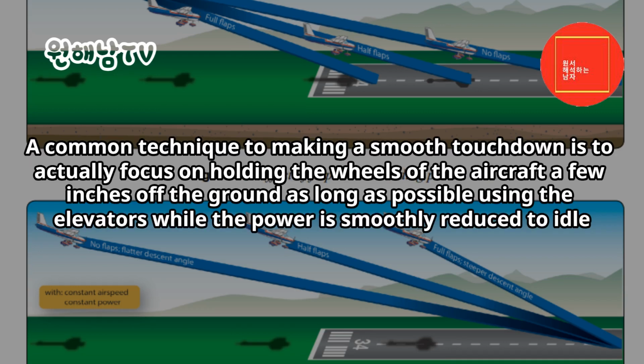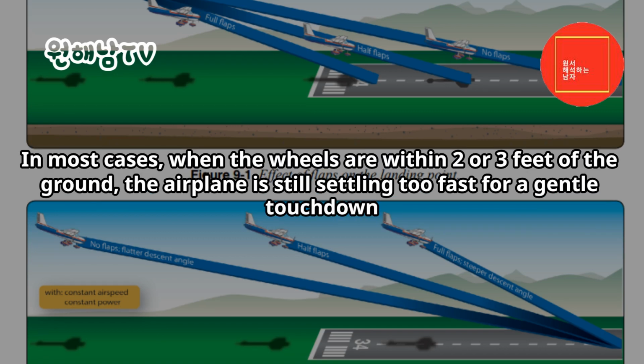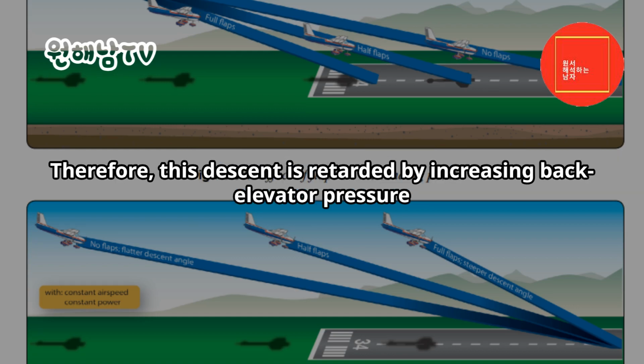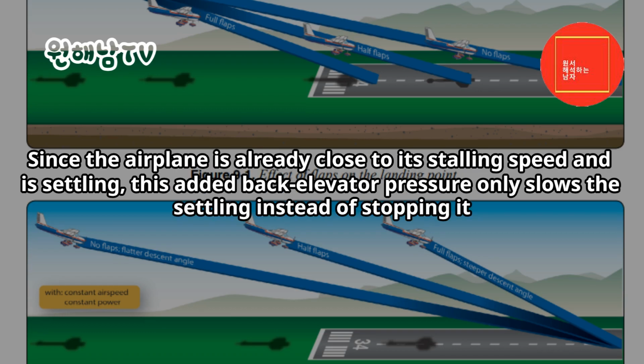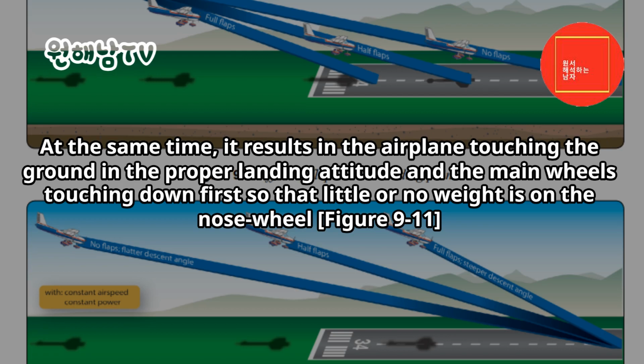A common technique to making a smooth touchdown is to actually focus on holding the wheels of the aircraft a few inches off the ground as long as possible, using the elevators while the power is smoothly reduced to idle. In most cases, when the wheels are within 2 or 3 feet of the ground, the airplane is still settling too fast for a gentle touchdown. Therefore, this descent is retarded by increasing back elevator pressure. Since the airplane is already close to its stalling speed and is settling, this added back elevator pressure only slows the settling instead of stopping it. At the same time, it results in the airplane touching the ground in the proper landing attitude and the main wheels touching down first, so that little or no weight is on the nose wheel.